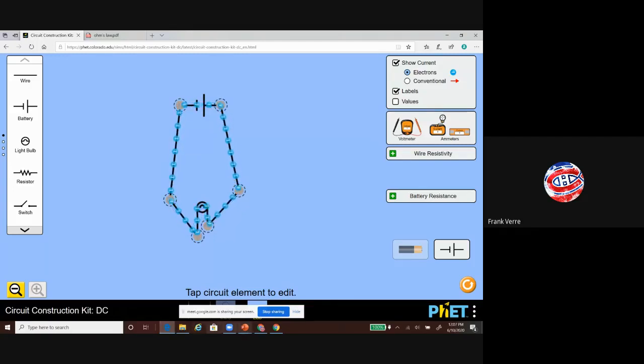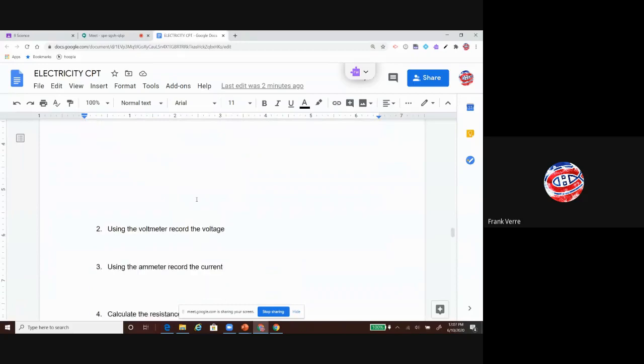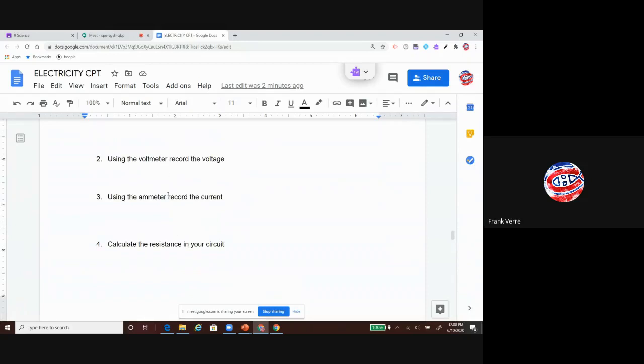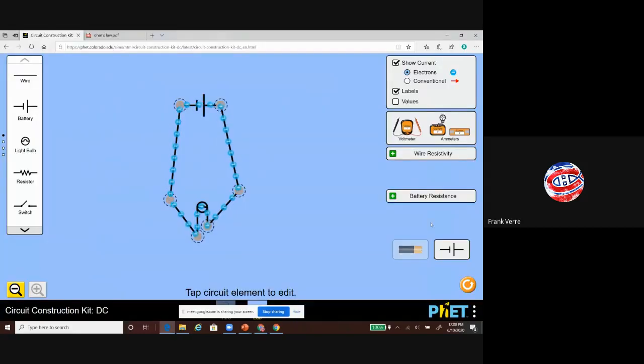Now, then what you're going to do is you're going to be asked to take some measurements. So you're going to be asked, for example, to calculate the voltage and calculate the current. Actually, you're not going to be calculating them. You're just going to be recording them. We're going to actually just be calculating the resistance. So let me show you what I mean by that.